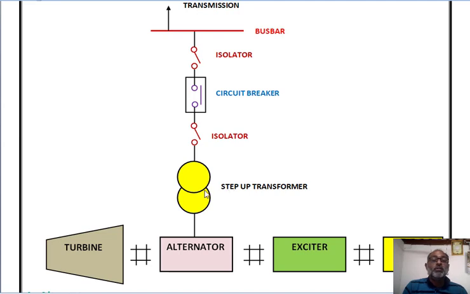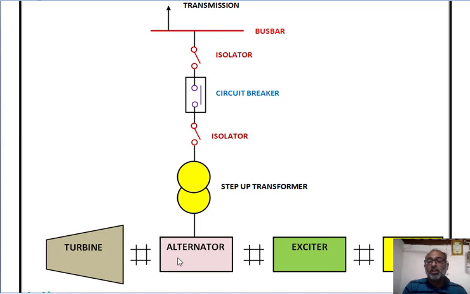Now, whatever voltage is available at the output of this transformer is taken on this bus bar with the help of the circuit breaker and the isolator, and the power is transmitted through this transmission line. Now let me see the major auxiliaries and equipment used in the electrical circuit.